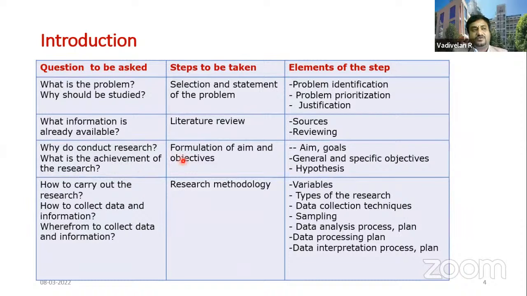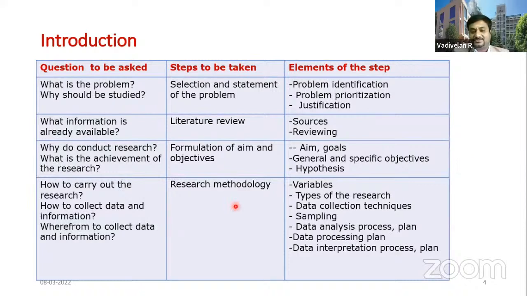So for that we go for formulating the aim and objectives. Going to the aim and objectives, we may have a primary objective or a secondary objective, and we can also give a graphical structure of the hypothesis, why we have to go for this problem. Next comes how we are going to carry out this research, what data are to be collected, and from where to collect this data and information. You call that part the research methodology.